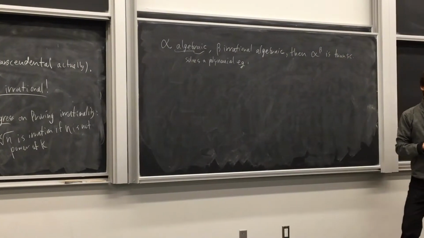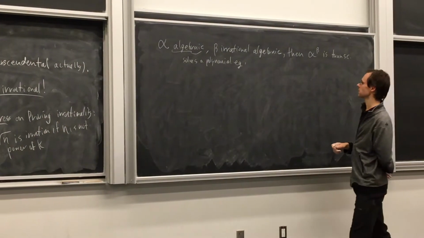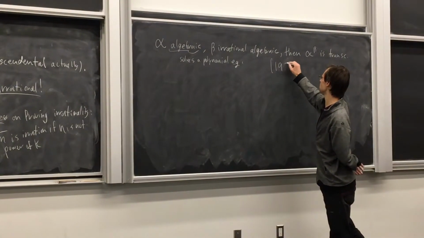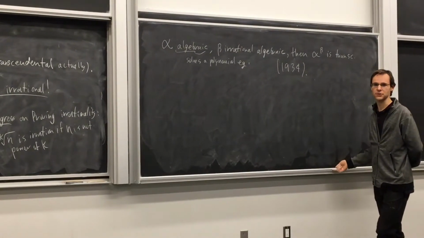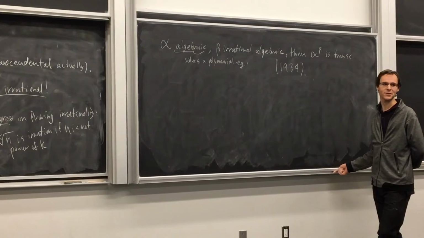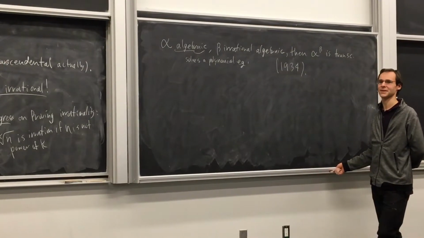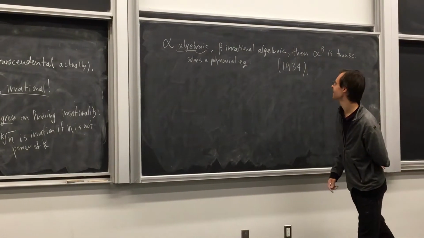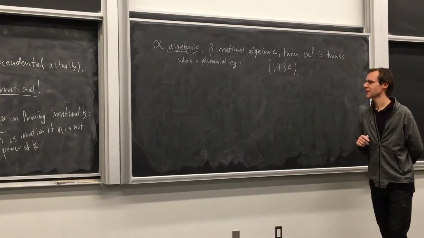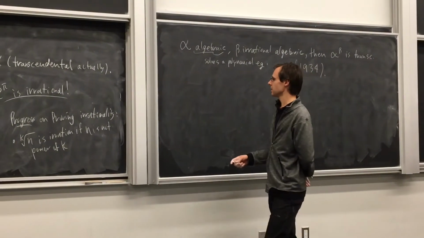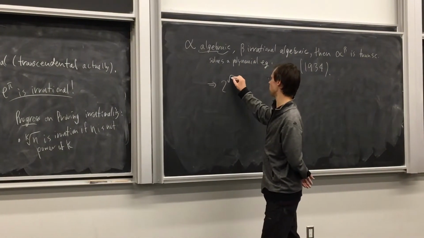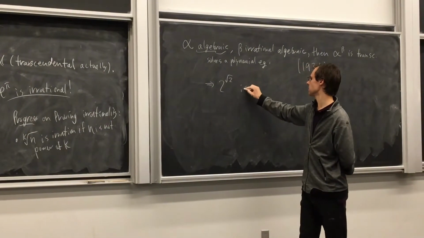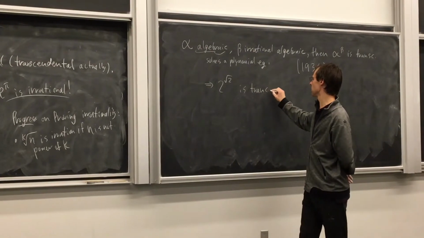Okay? So that's actually a pretty deep result. Difficult to prove. 1934, I think it was. It was proved by two guys, Gelfand and Schneider. So now it's called the Gelfand-Schneider theorem. I don't know how to pronounce that. But there's that theorem. Okay? So there's a little bit of progress that's been made. So this theorem allows us to conclude that something like 2 to the power root 2 is transcendental. Okay?